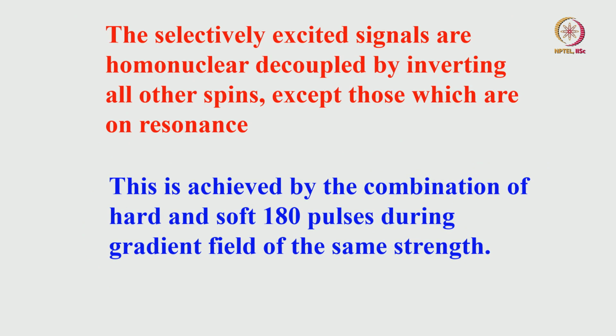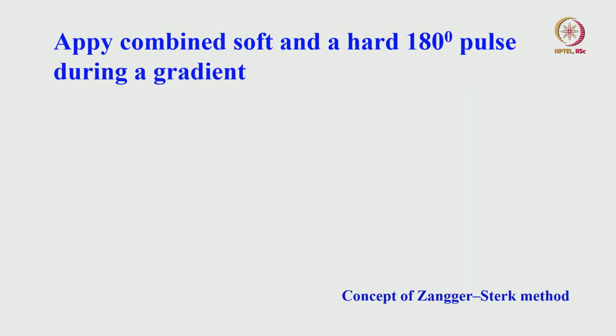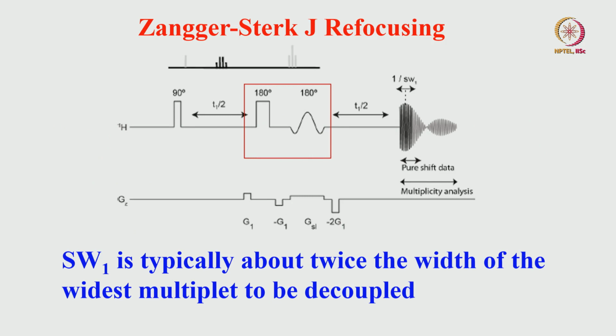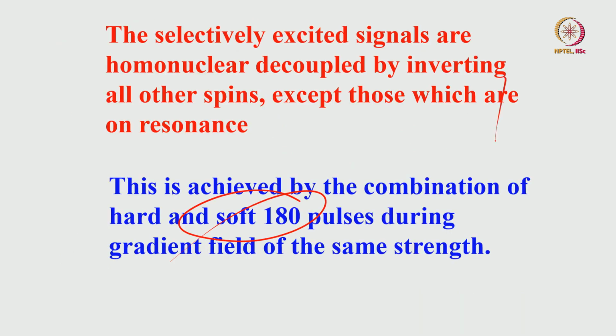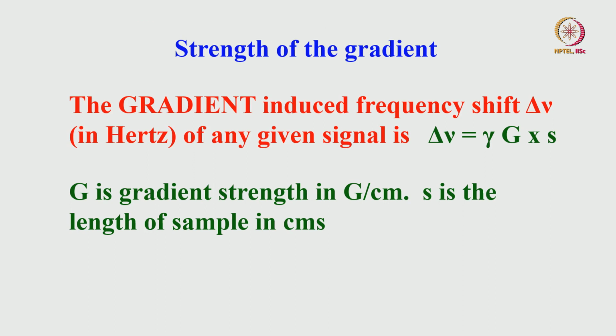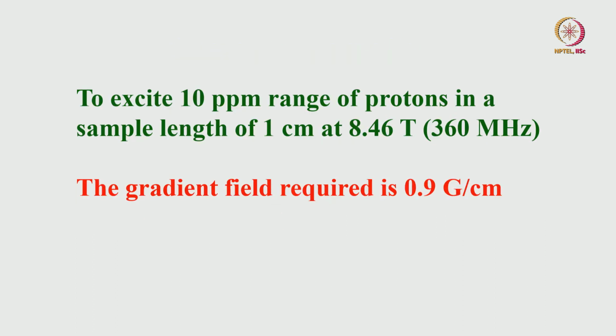And how do you achieve this? The pulse sequence proposed by Zangger and Sterk is a combination of two pulses, a hard pulse and a soft 180 pulse of the same strength during the gradient field. This is the pulse sequence of Zangger and Sterk, a combination of a hard pulse and a 180 soft pulse, both applied, and this period is kept as T1 by 2. By applying this hard and soft 180 pulse, we can do selective decoupling. As I said, by inverting all other protons, homonuclear decoupling can be achieved. You may ask me a question, fine, we can do the decoupling, what is the strength of the gradient, how much you have to put. Oh, these are all more of the details, you don't worry about it.